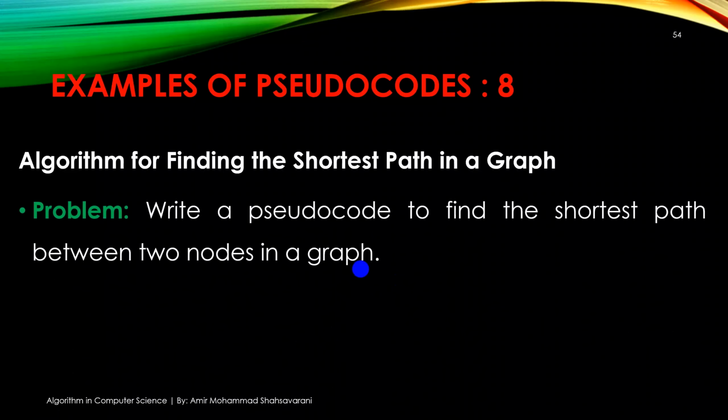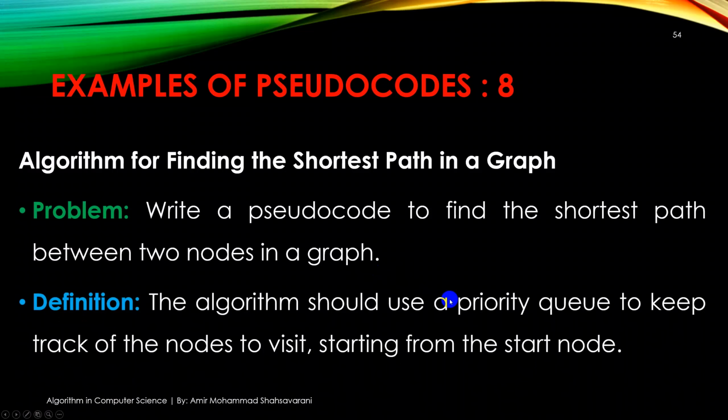When we speak about graphs, they are different from trees in their order issues. If you search it, you can find it, or you can go to our data structure course and see everything there. Good. The definition of our pseudocode: the algorithm should use a priority queue to keep track of the nodes to visit, starting from the start node. So this is something a little complex.